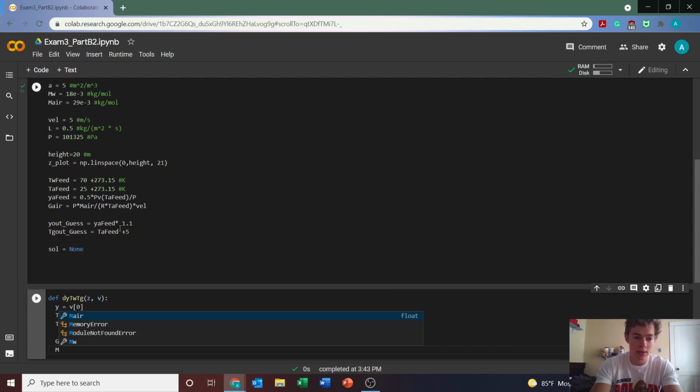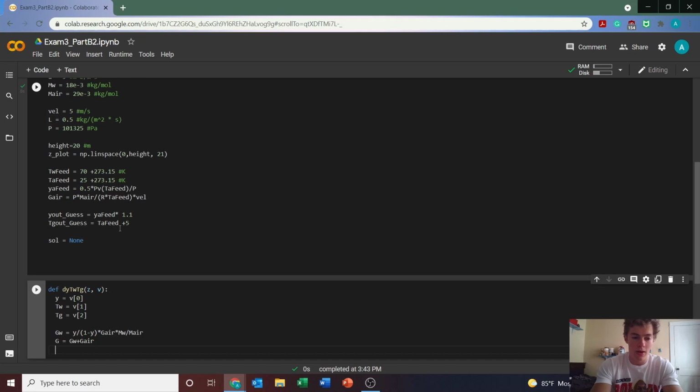Next, we're going to have our entire gas flow rate, which is going to be equal to the gas flow rate of our water vapor plus the gas flow rate of our air. And then we're going to define our average molecular weight, which is going to be equal to our gas flow rate of our air plus the gas flow rate of our water vapor.